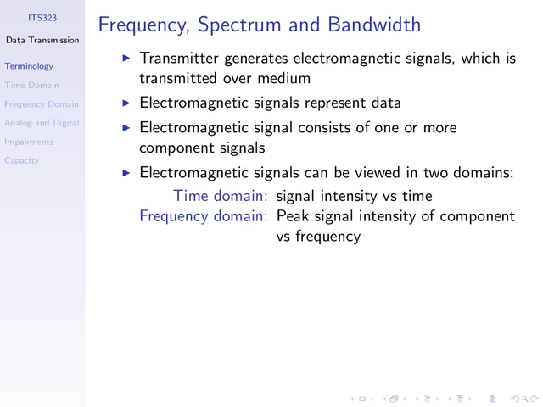In the time domain, if we plot the signal, we plot the strength or intensity of that signal against time. Alternatively, if we look at it in the frequency domain, we can see a plot of the peak strength, the maximum strength, or the peak signal intensity of each component versus the frequency of that component. This one will be clear. This one will explain why it's useful after we go through time domain.